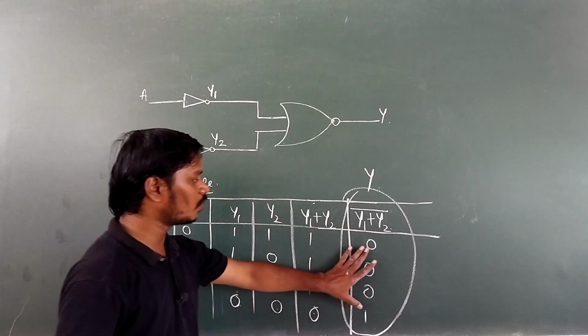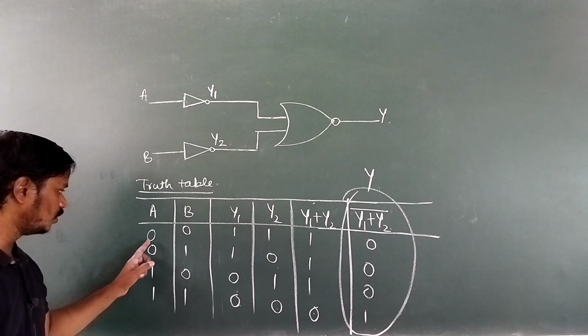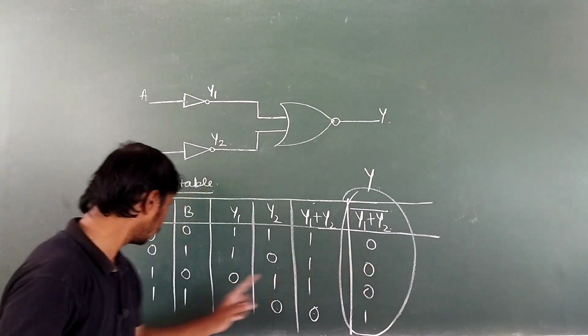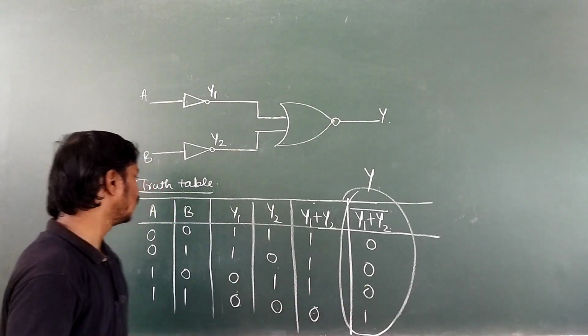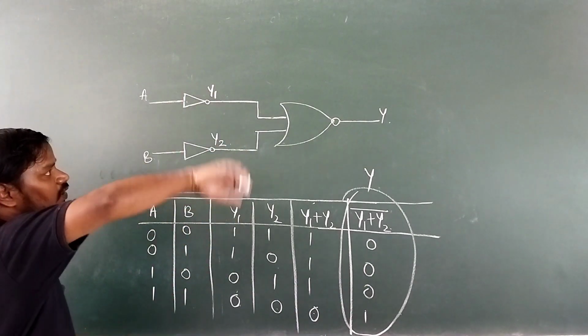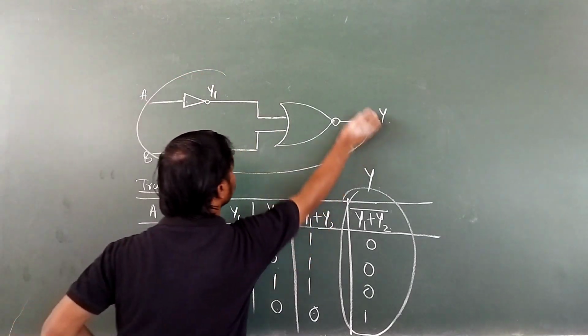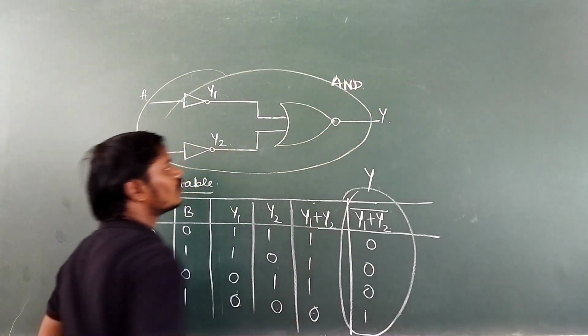This final output is nothing but Y. So, this is the output for which gate? This is the output for AND gate. 0 and 0, 0, 0 and 1, 0, 1 and 0, 0, then 1 and 1, 1. Hence, this whole combination of logic gates gives AND gate. Hence, this is the answer.